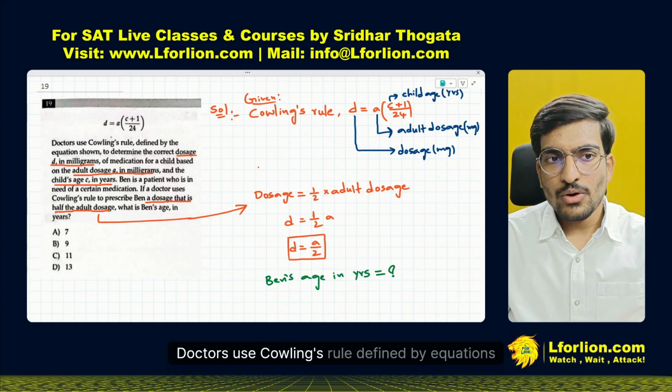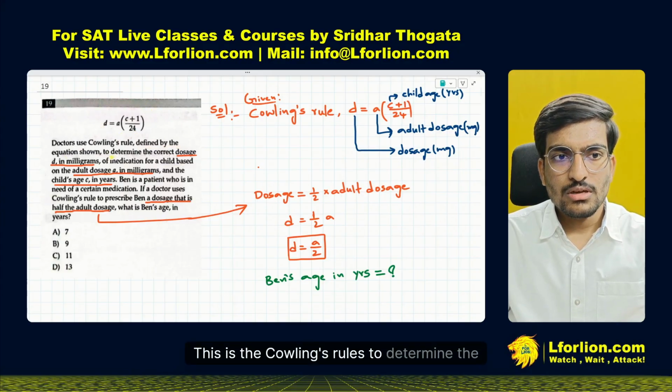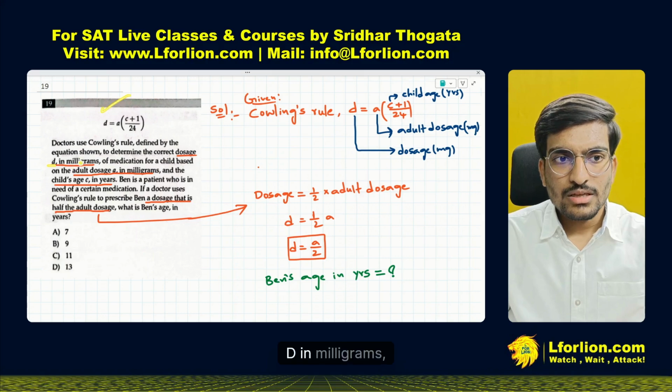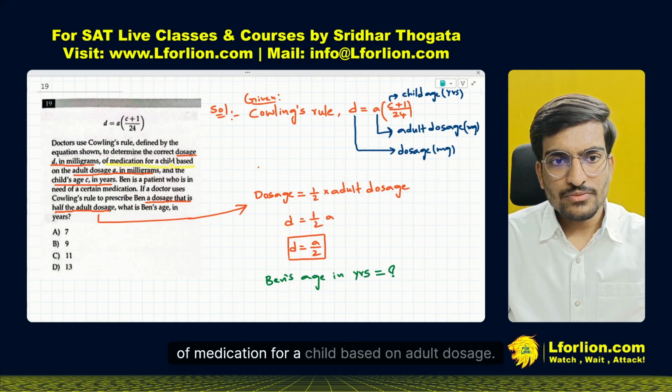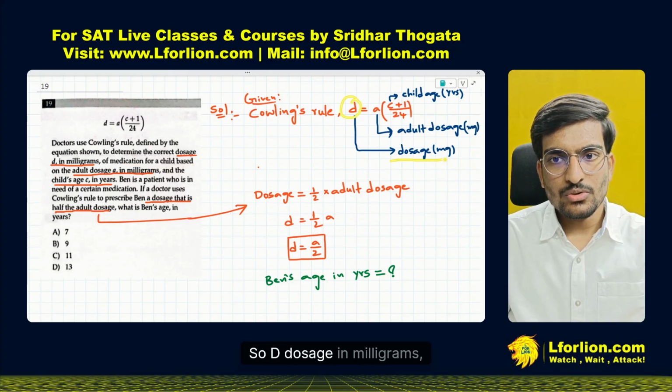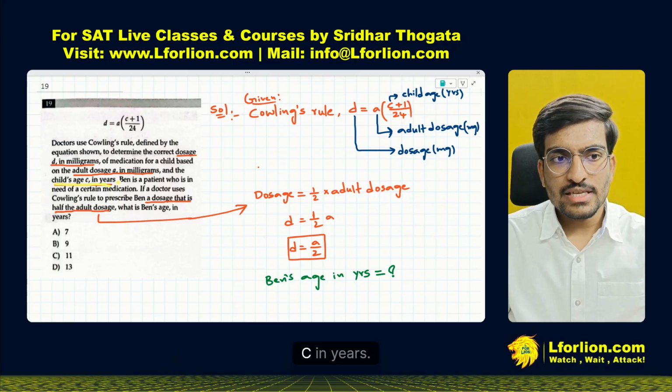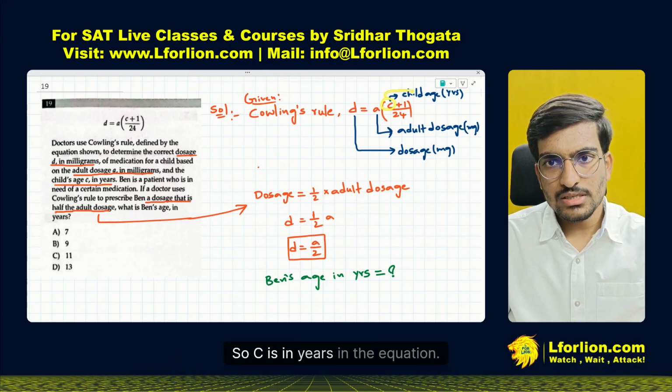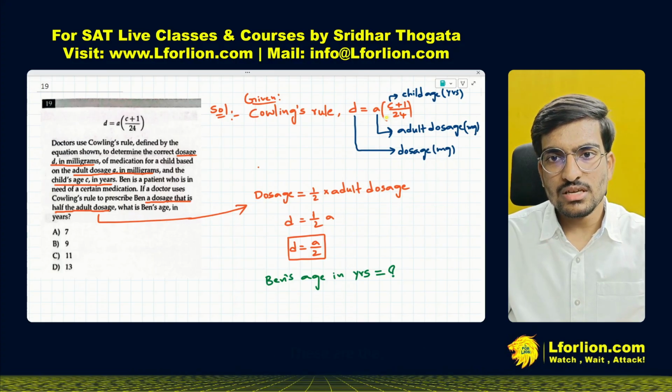D equals A times (C plus 1) divided by 24. Doctors use Cowling's rule, defined by the equation shown, to determine the correct dosage D in milligrams of medication for a child based on the adult dosage A in milligrams. So D is the dosage in milligrams, A is the adult dosage in milligrams, and C is the child's age in years. In the equation, these are the things representing D, A, and C.